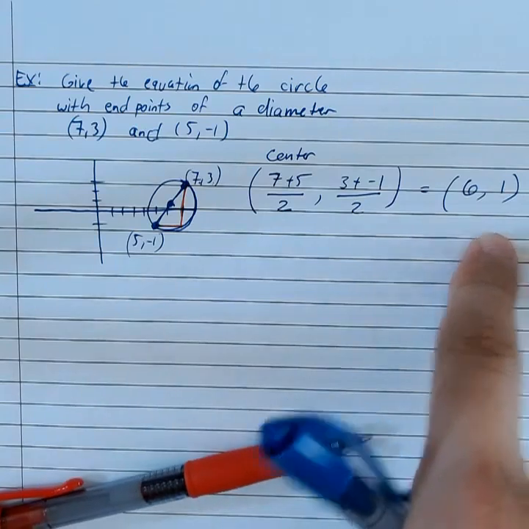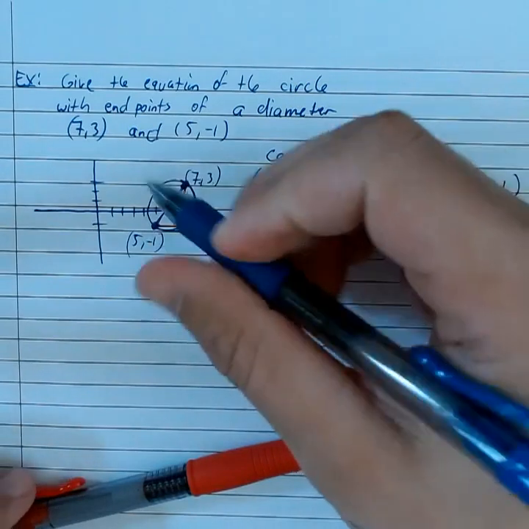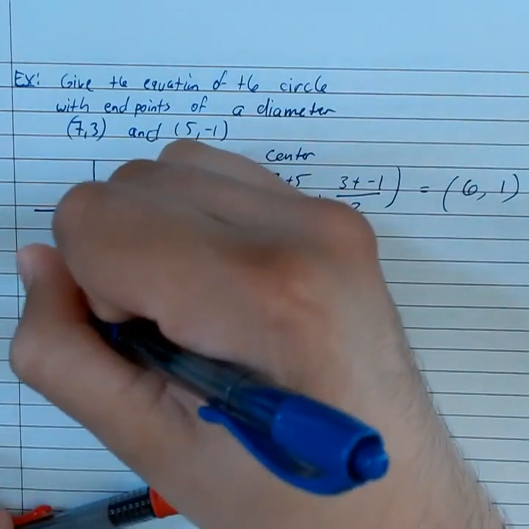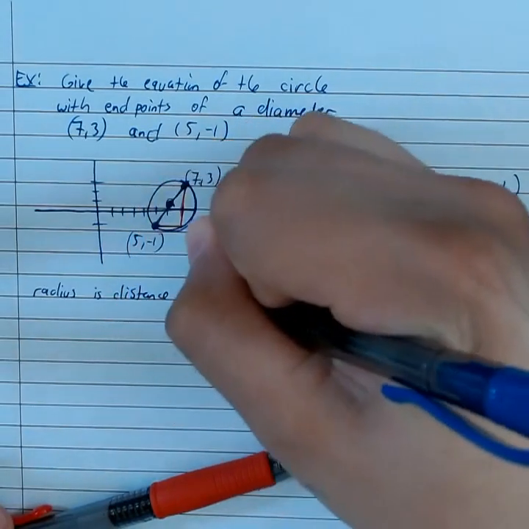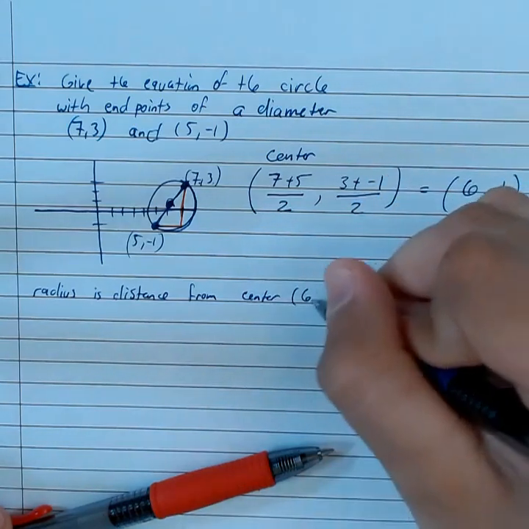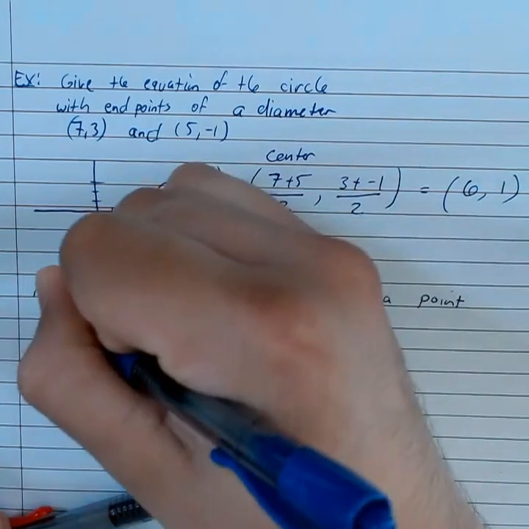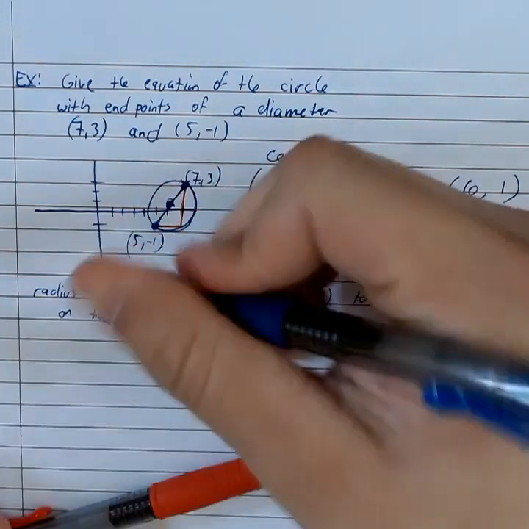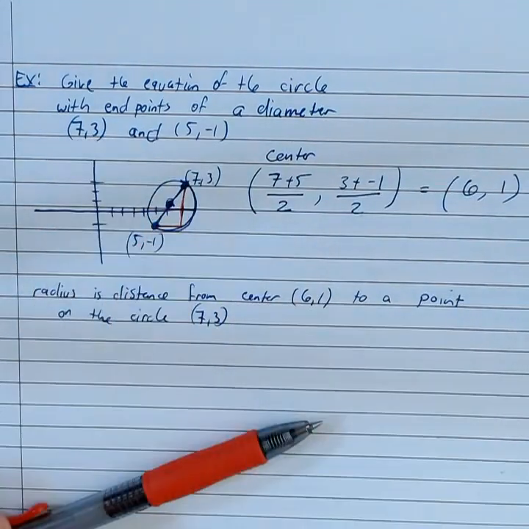The next thing we need to do is find our radius. Well, once we know where our center is, finding the radius is just the distance from that center to the outside. So the radius is the distance from the center, which we found is (6, 1), to a point on the circle. Well, we have 2 points of our circle. I'm going to go ahead and just pick one. I'm going to pick 7, 3. It doesn't matter. It's any point on the circle. I'm just going to go ahead and choose one.